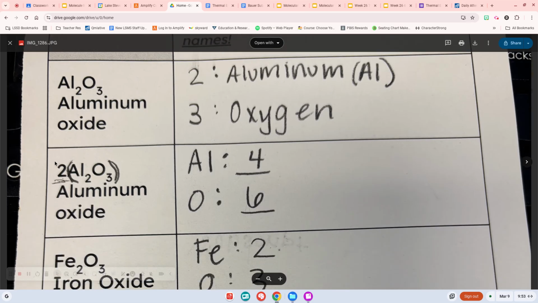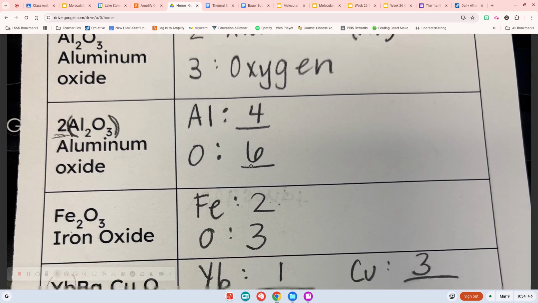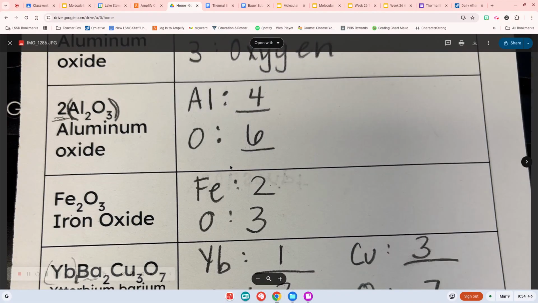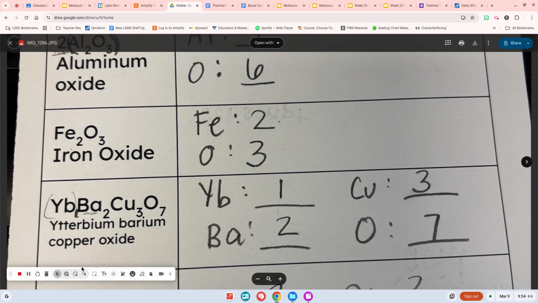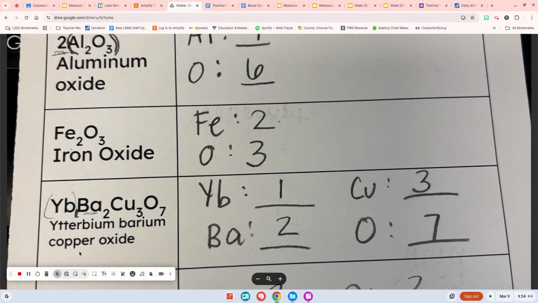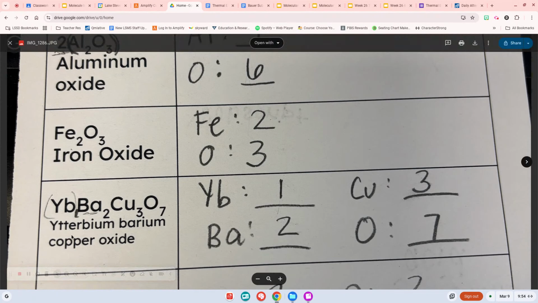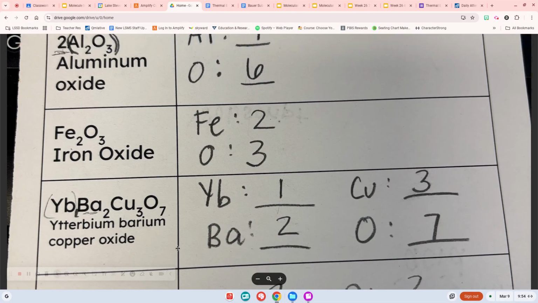Now let's check our work here. Here we had a coefficient we needed to distribute. 2 times 2 is 4. 2 times 3 is 6. For our aluminum oxide, aluminum and oxygen. Here we have iron. Check your work. Here I made a much longer, more complicated one. Ytterbium. I think that's how you say that. I never know. There's an imaginary 1 here. It's a Yb. There's 1 Yb. There's 2 bariums, 3 copper, and 7 oxygen. Check your work.